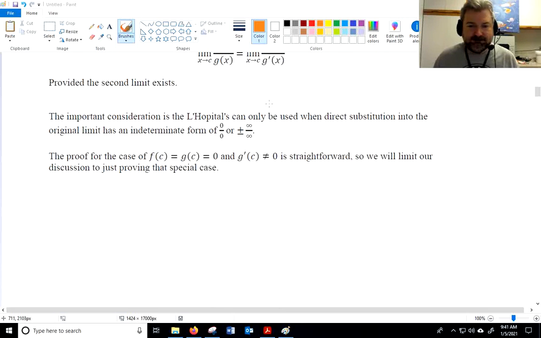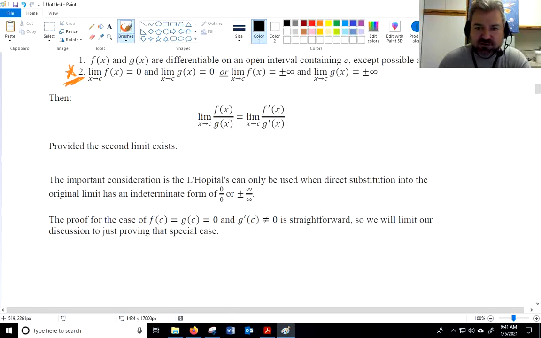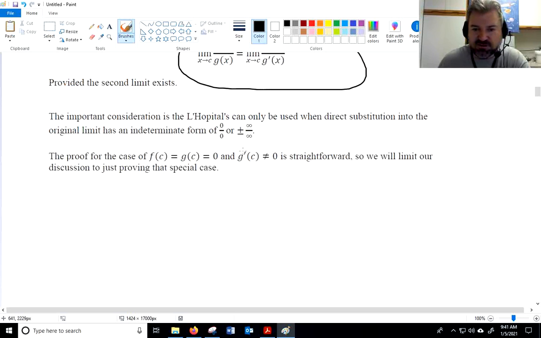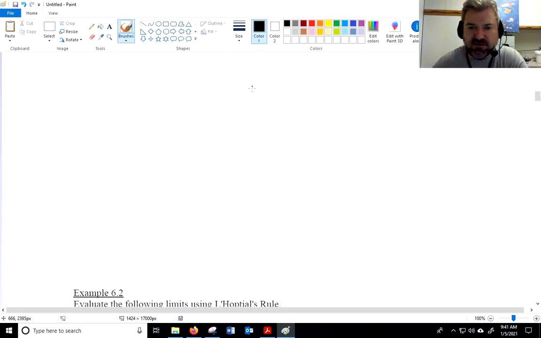So let's just take a look at that case. What about the case of the 0 over 0, and we'll say that g prime of c does not equal 0. That just takes care of us not having to worry about the divide by 0 case and things like that. So let's start. What we're trying to show is this relationship here, okay? That's the goal that we're working towards. So let's start with the left-hand side.